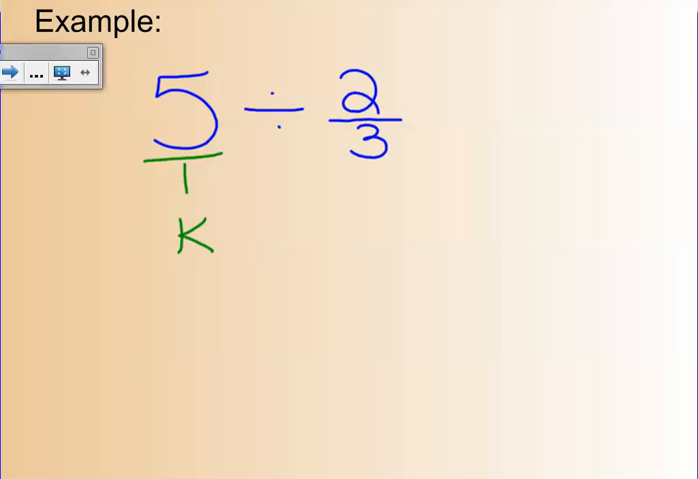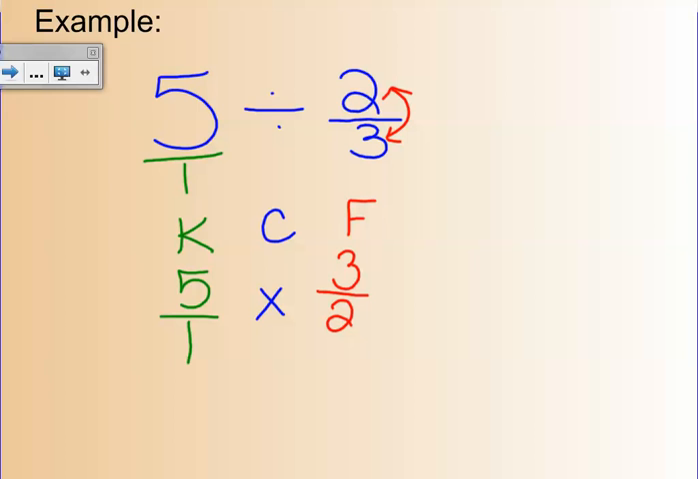K, I'm going to keep the first fraction the same. So 5/1 is going to stay 5/1. Then my next step is flip. So I have to take my 2/3, I'm going to flip the top and bottom to find its reciprocal, which is 3/2. Finally, my last step is I need to change it to a multiplication symbol. So I know my letters go a little bit out of order, but I kept the first the same. I flipped the second fraction and I changed it to a multiplication symbol.